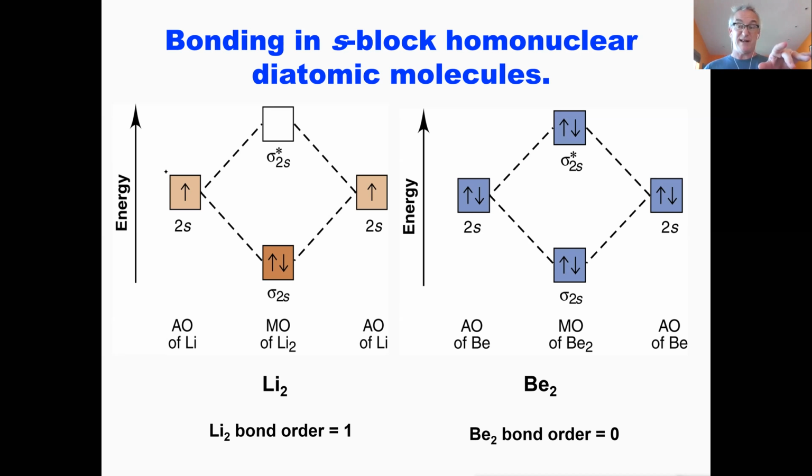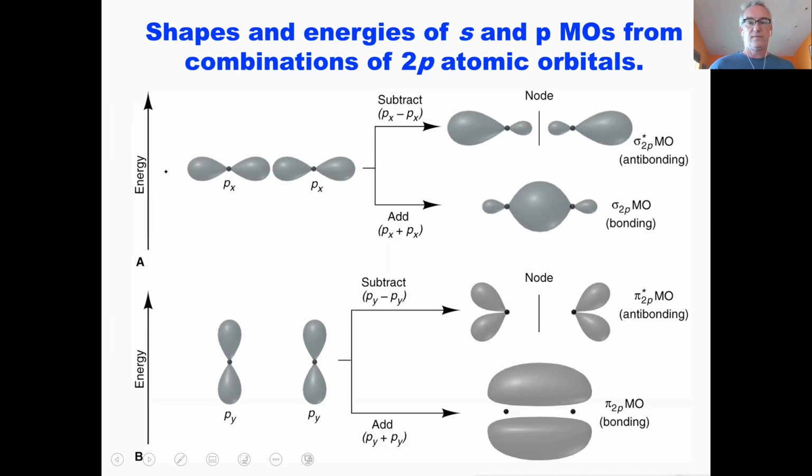Things get more interesting though when we go from 3 to 4 to 5 to 6, when we start moving down. So now let's start looking at some of the really weird shapes.